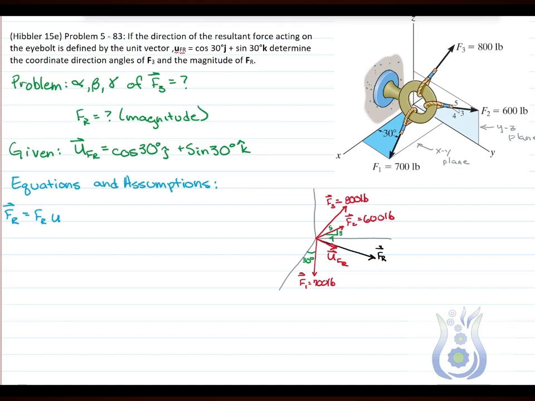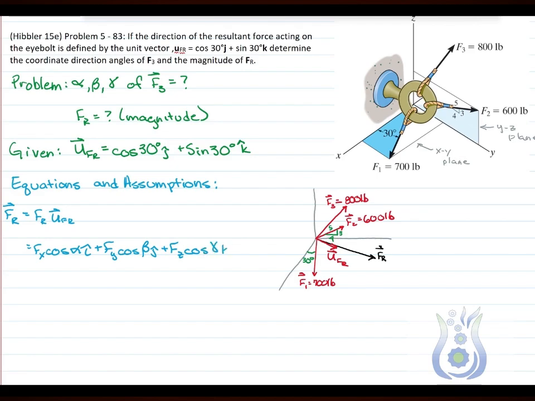All of these are assumed to be positive. If it comes out negative, then we've made the wrong assumption, but we'll just change the sign. And that is equal to the magnitude in the x direction times i caret plus the magnitude in the y direction times j caret plus the magnitude in the z direction times k caret.